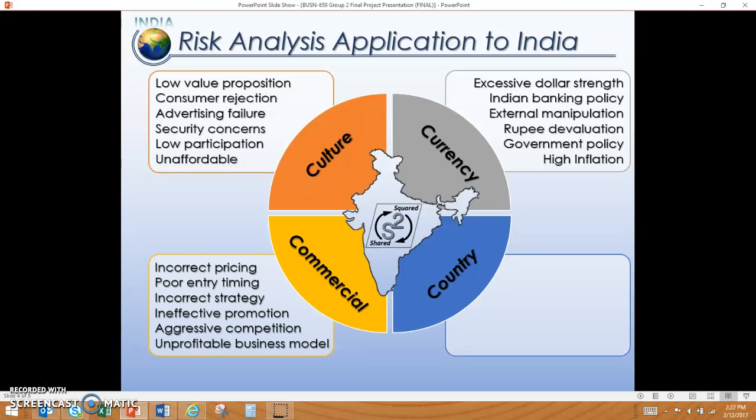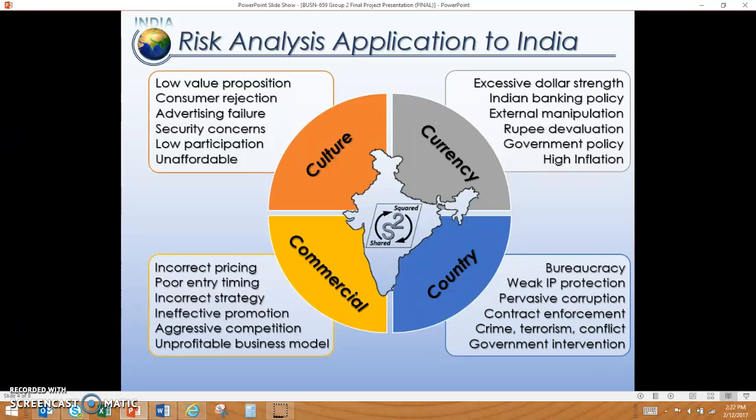Commercial risk. There are almost innumerable risks in the commercial category bucket. Some of the most significant are incorrect pricing, poor marketing entry timing, and having the wrong strategy. Failing to promote the product properly or failing to gain sufficient awareness are real risks. Aggressive competition is always a risk, especially if Shared Squared is successful. Failing to earn sufficient profit is also a real danger, especially in regions with lower levels of discretionary spending, such as poor countries like India.